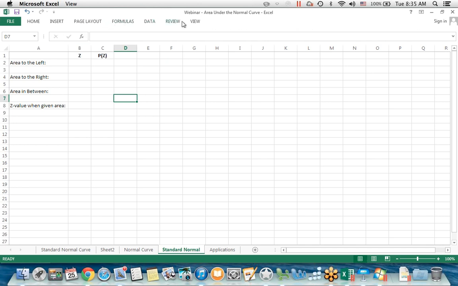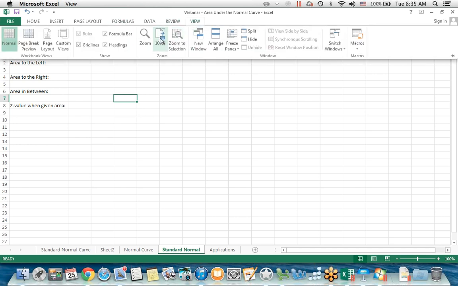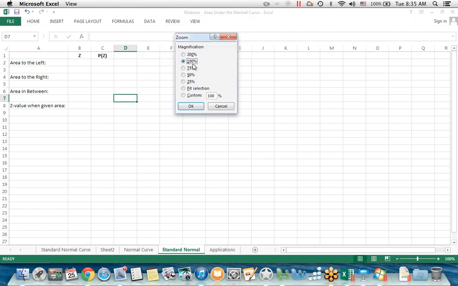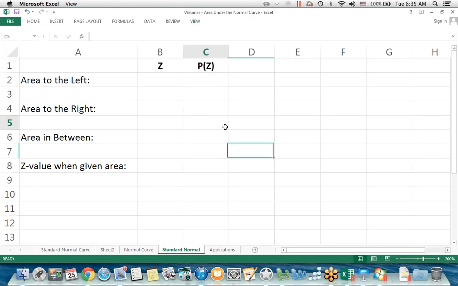Okay, now what we see here, we're going to make this bigger as well. What we see here is a table that I have set up. Here, the area to the left, we're going to calculate that. Here, if we are trying to find the area to the right, is where we would calculate this. And then the area in between two values, we would calculate here.